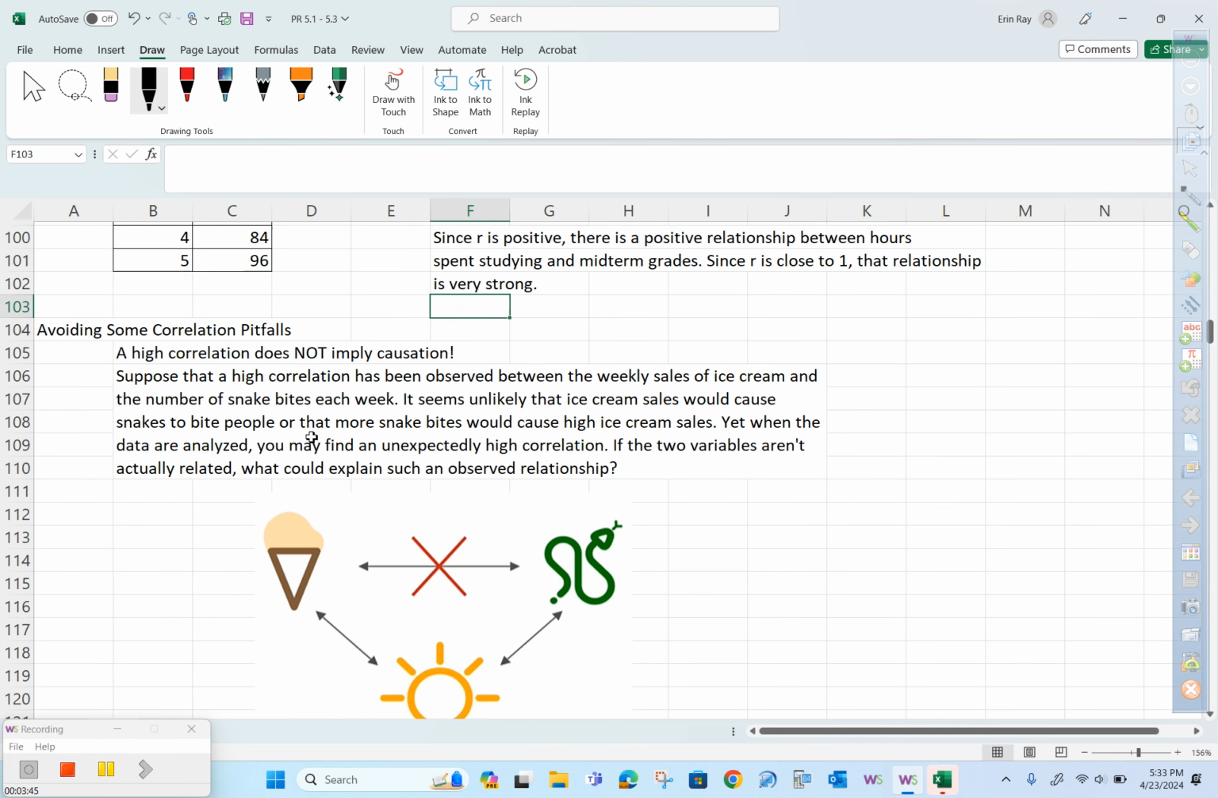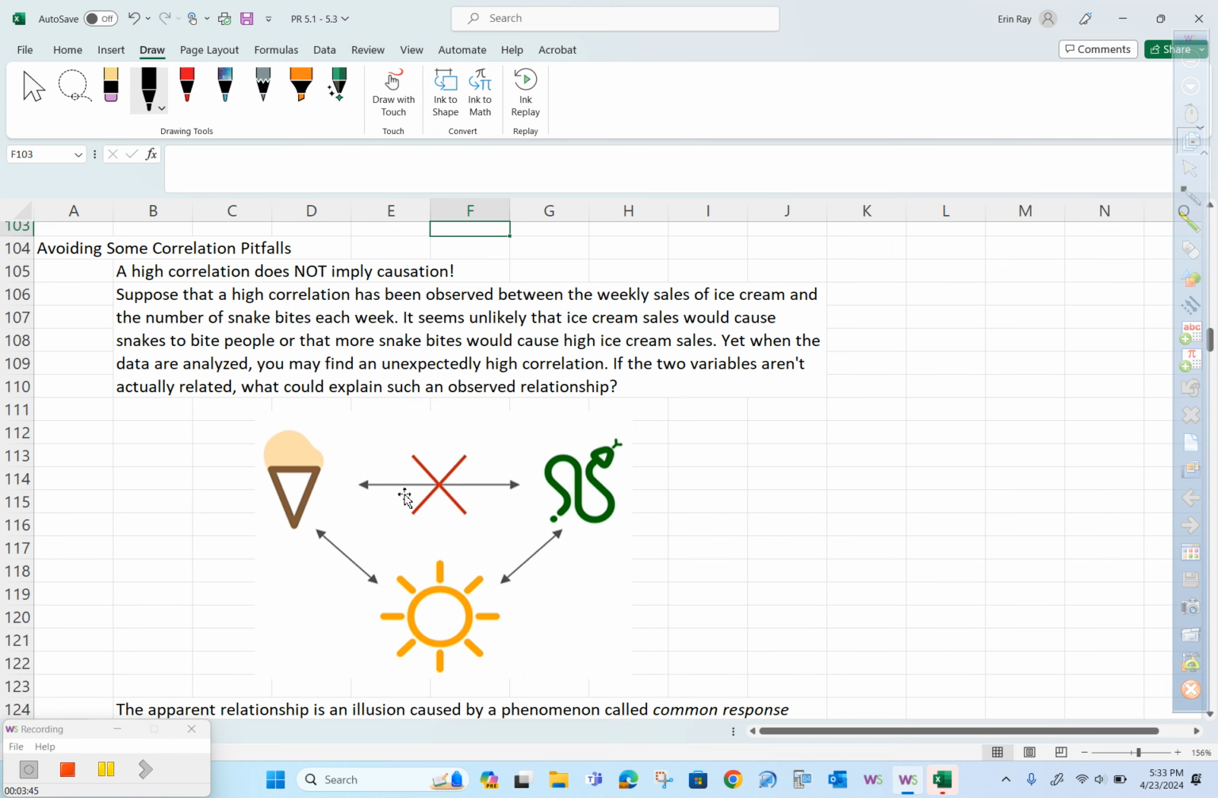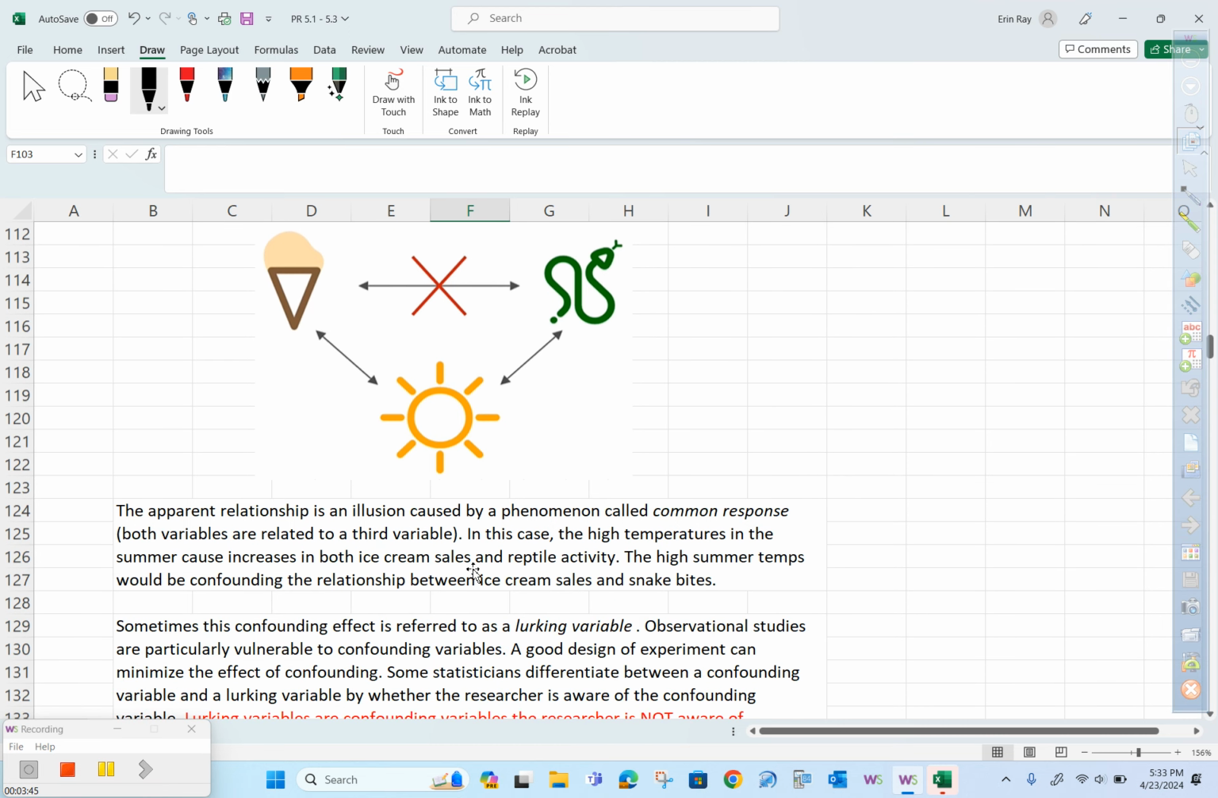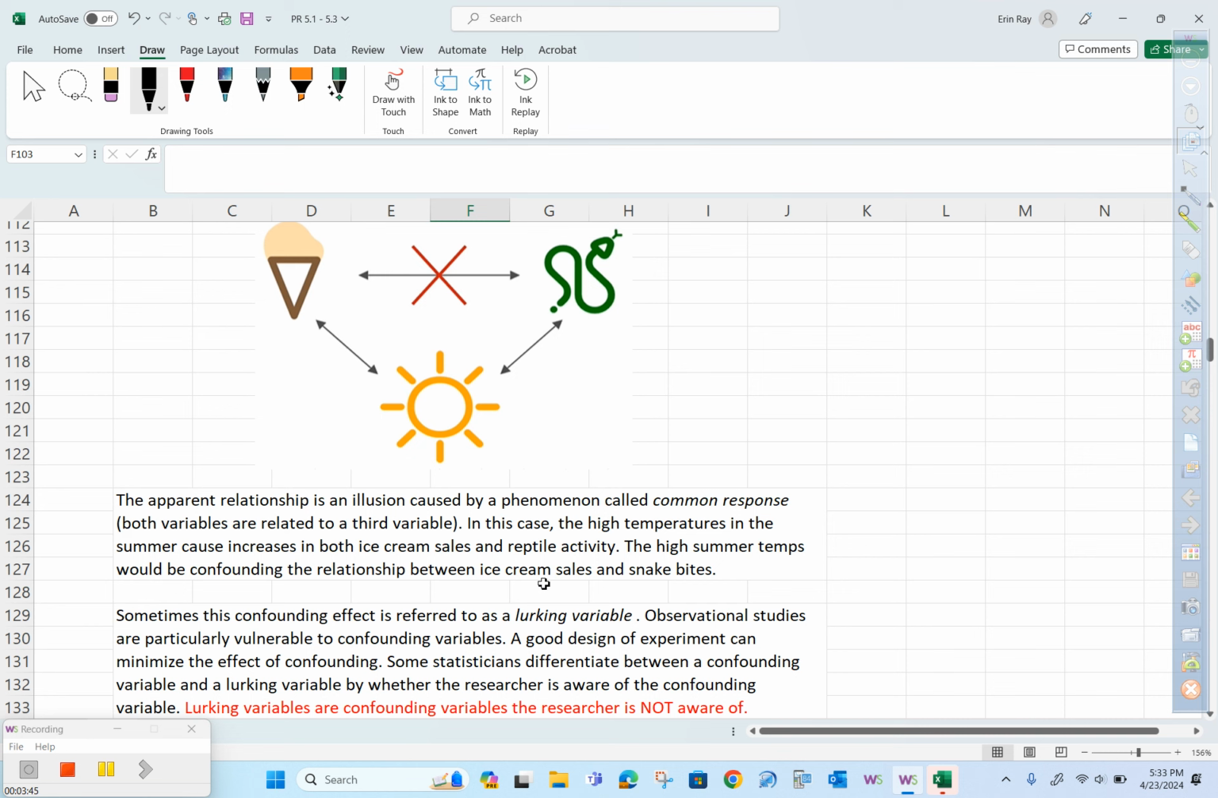So one example here that really ties this in is, as the number of weekly ice cream sales goes up, so does the number of snake bites each week. Okay, that doesn't mean ice cream causes snake bites to go up. There's this other factor, sunshine, causing maybe the other two to increase. Okay, so there's this other factor that could be explaining the relationship between the two variables increasing. And so that right there is called a confounding or lurking variable.